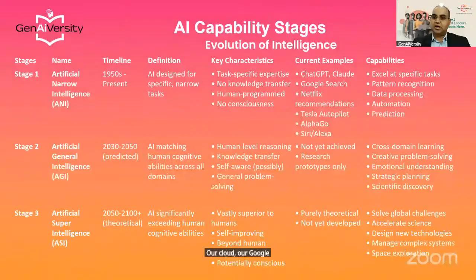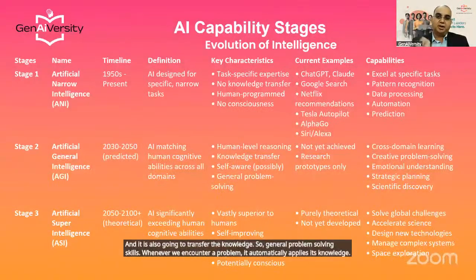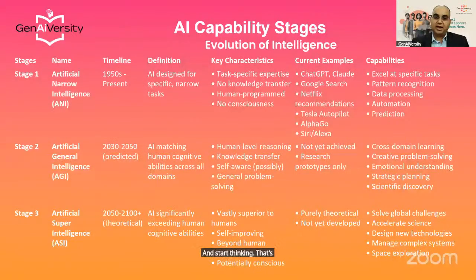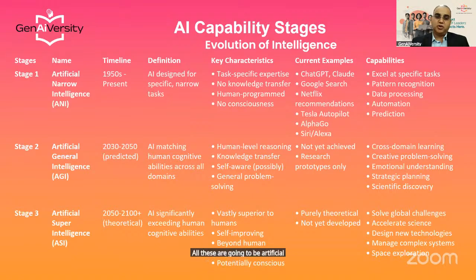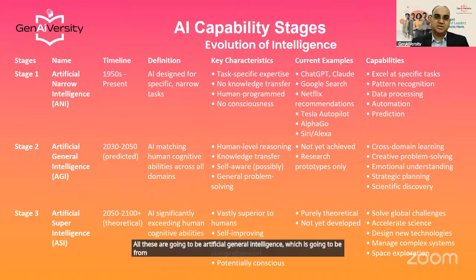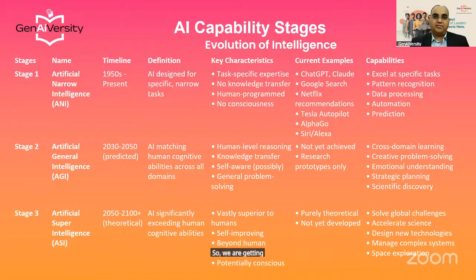The next phase is the reasoning part, and it is also going to transfer problem solving skills. Whenever we encounter a problem, it automatically applies its knowledge and starts thinking. That's the second phase of AI, and it is also going to learn across domains, creative problem solving, emotional understanding, strategic planning, etc. All these are going to be artificial general intelligence, which is predicted for the 2030s to 2050s. So we are getting prepared with the help of agentic AI.